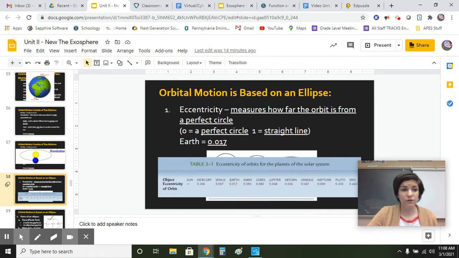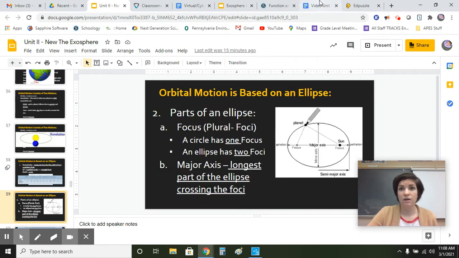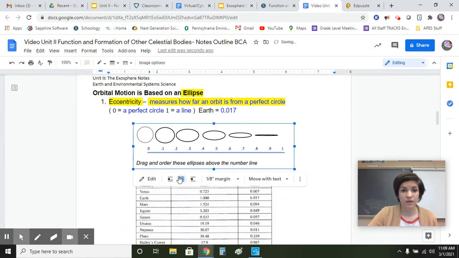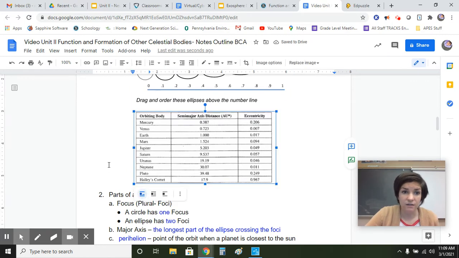And if you take note here of this guy right here, it has all the planets and their eccentricity. You should be able to identify which planet has the most circular orbit. Which, when you look here, is the closest to 0? Well, Venus is very close to a circle for its orbit. But again, it's not a perfect circle. It's not at 0 exactly. So it's close to a circle, but it's not exact.